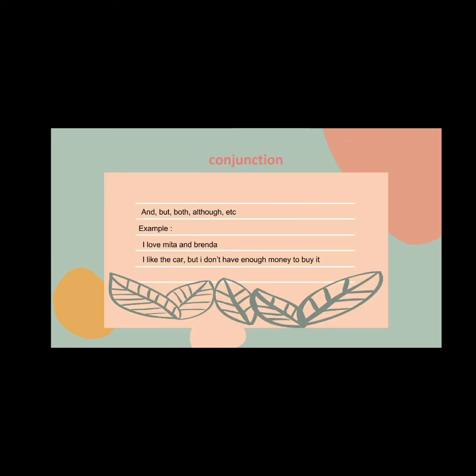And the seventh is conjunction. For example, namely and, but, both, although, and others. For example: I like the car, but I don't have enough money to buy it. So the word but here connects the two clauses of the sentence. Then the second example: I love Mita and Brenda. So the word and here connects the two words.